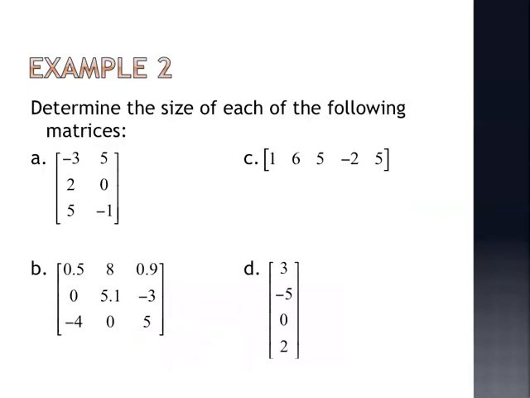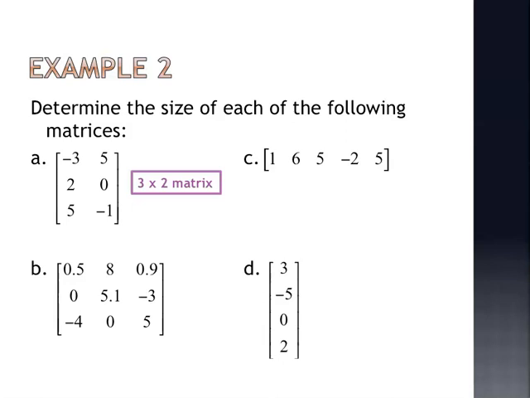In example 2, we're going to go ahead and practice determining the size of each of the following matrices. So take a look at the first one. The size, remember, is how many rows and how many columns, where M is the number of rows and N is the number of columns. So in the first one, if you count down, that would be the number of rows. So this has 3 rows, and if you count across, it has 2 columns. So we would say this is a 3 by 2 matrix.